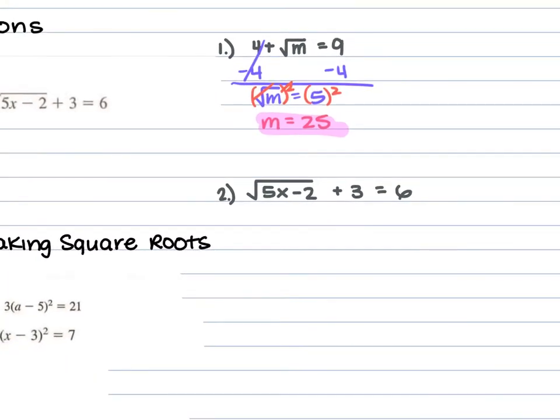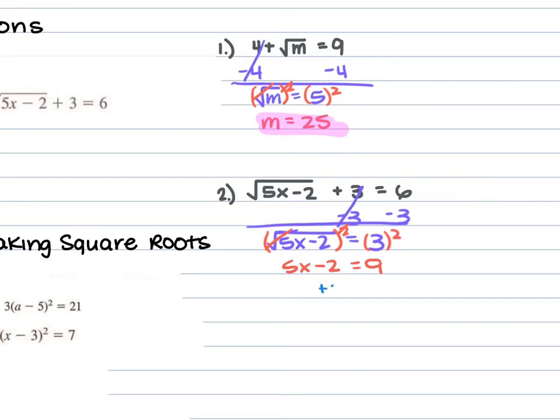For 2, we have the square root of 5x minus 2 plus 3 is equal to 6. So we're going to start by subtracting the 3 from each side to isolate the radical. The square root of 5x minus 2 is equal to 3. From here, we're going to square both sides to get rid of that radical. So we have 5x minus 2 is equal to 9. We then get x by itself, so we're going to add the 2 to both sides. We have 5x is equal to 11, and then we divide each side by the 5 to get x is equal to 11 over 5.